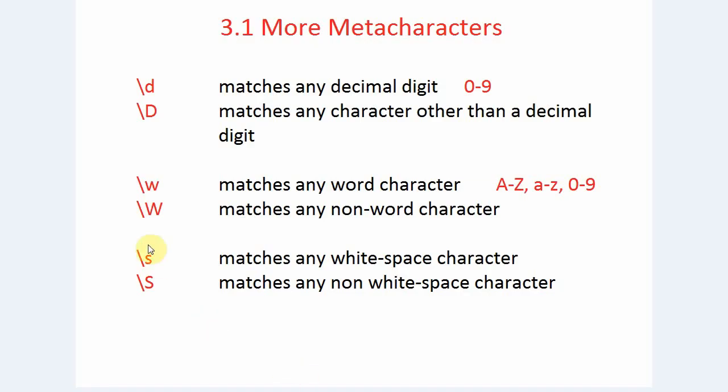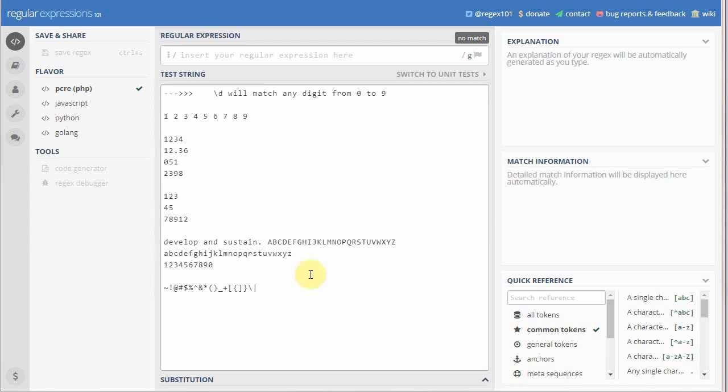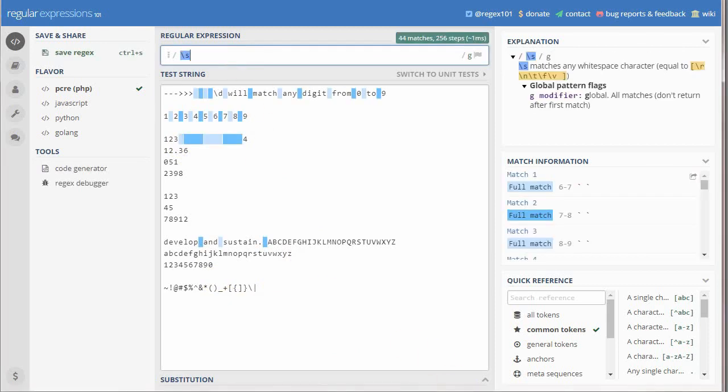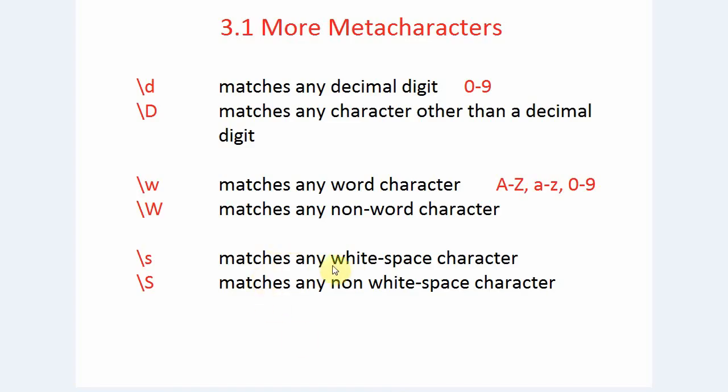Backslash lowercase s matches any white space character, and backslash capital S matches any non-white space character. Now I put a tab here, 1, 2, 3, 4. Now in this test string there are spaces, there is a tab, etc., and I am going to write backslash s, and backslash s has matched all the spaces and tabs in this text. Technically it matches any white space character.